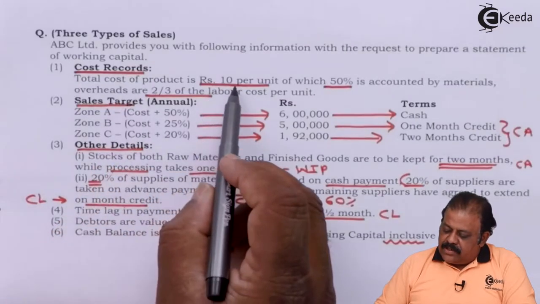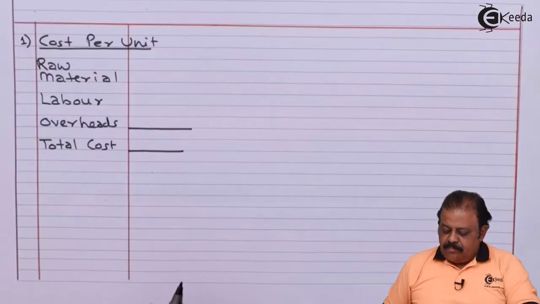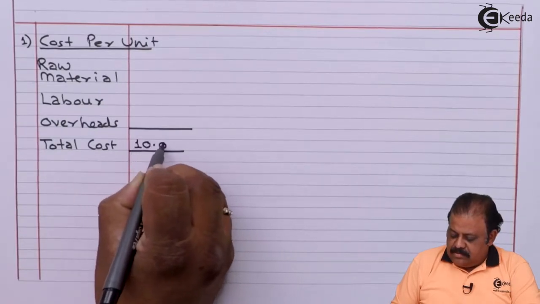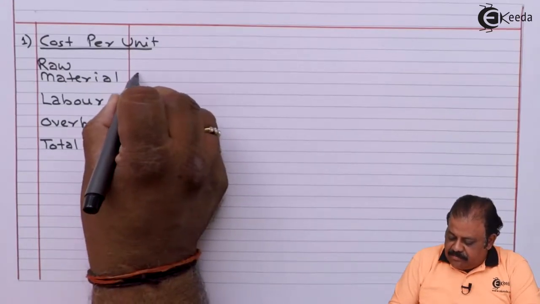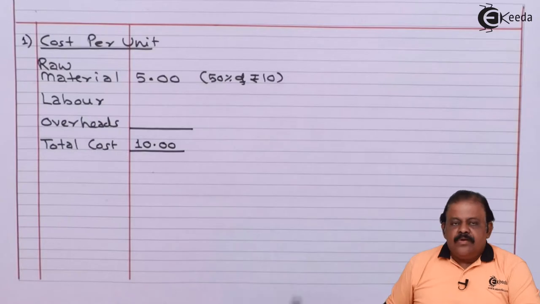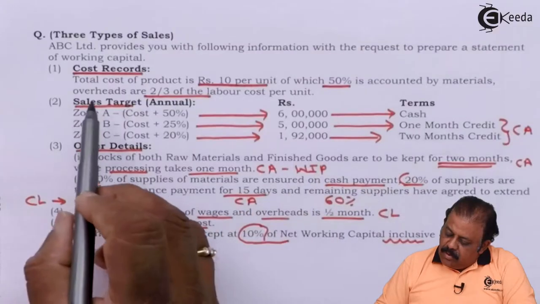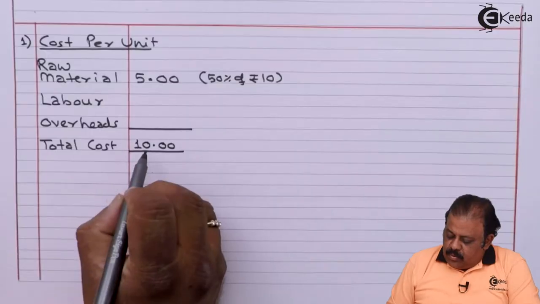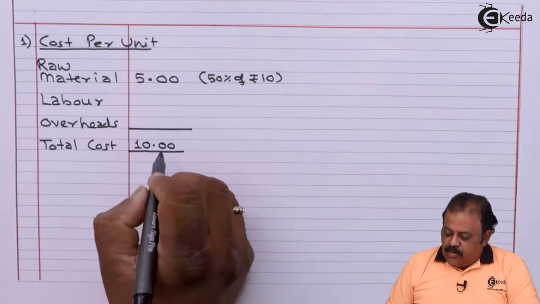Here total cost of product is given rupees 10 per unit, of which 50% is materials. Total cost 10 rupees, 50% is material, so material will be 5 rupees. Overheads are 2/3 of labor cost per unit. Here total cost is 10. Labor and overheads together it will be 5 rupees.